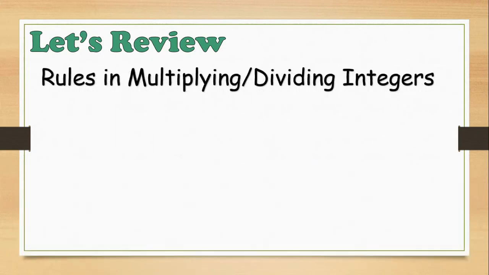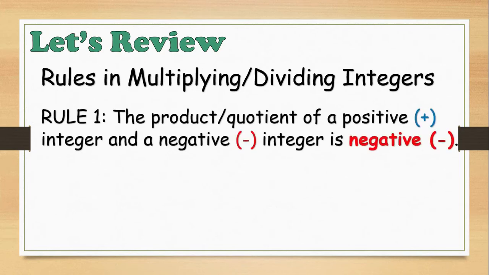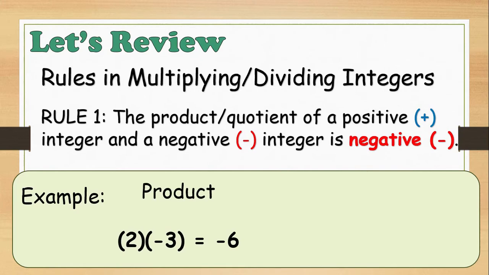Now the rules in multiplying or dividing integers. Rule number 1. The product or quotient of a positive integer and a negative integer is negative. For example, we have the product 2 times negative 3 equals negative 6. Sa quotient naman, negative 8 divided by positive 2 equals negative 4.